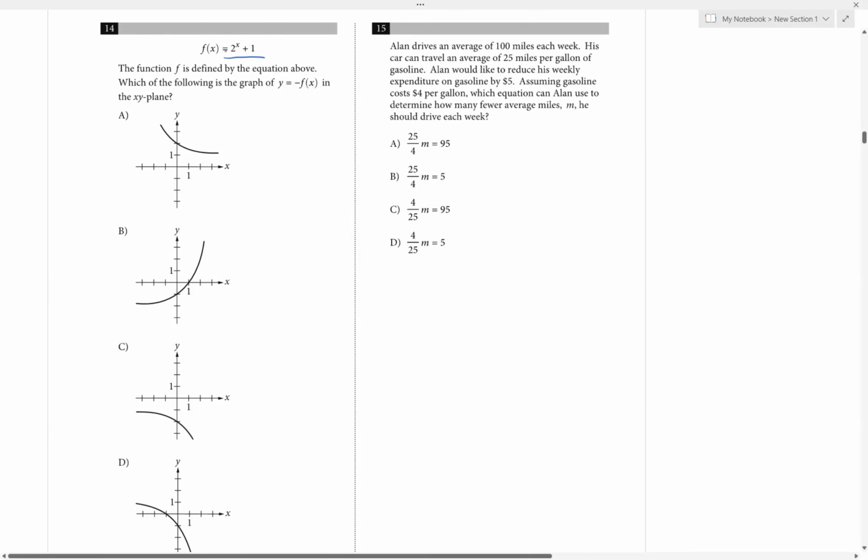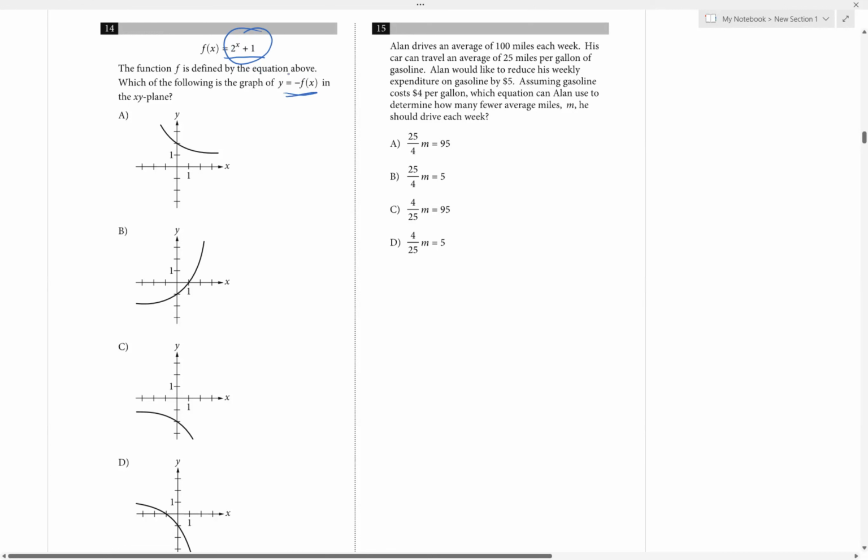And this is an exponential function. We have 2 to the x power, so x is in the exponent, right? And then plus 1. So what we could do is graph the original function. We can graph it by plugging in some numbers, and then from that, we can find a new graph.